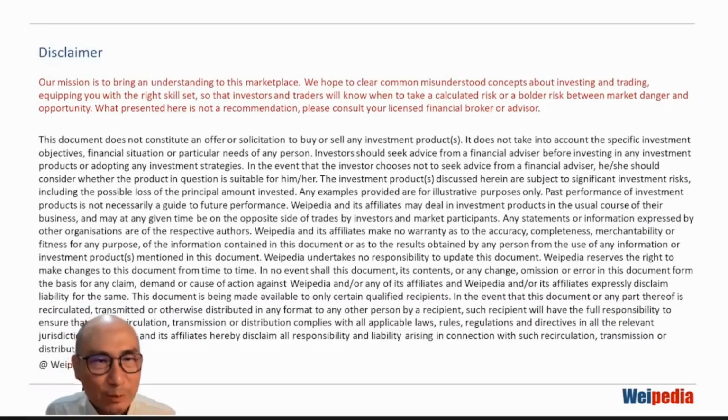So let me just mention the mission that my company has. Our mission is to bring an understanding to the marketplace. We hope to clear common misunderstood concepts about investment and trading, equipping you with the right skills so that investors and traders will know when to take a calculated risk, and they will also know when to take a bolder risk between market danger and market opportunity. So what I'm going to present here tonight is not a recommendation, so please consult your licensed financial broker or advisor.